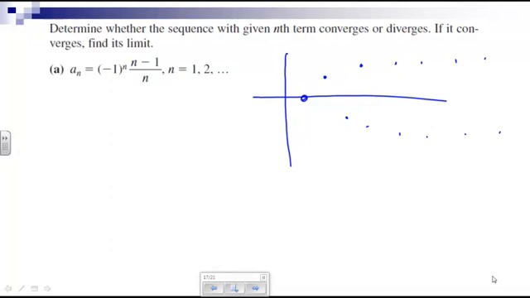So let's go back and actually answer the question. Does the sequence converge or diverge? Wait, hold on. Let me get a coin. What do you think, Marissa? Why?